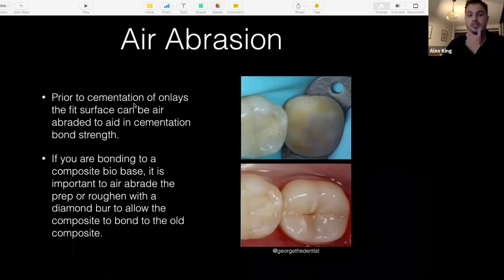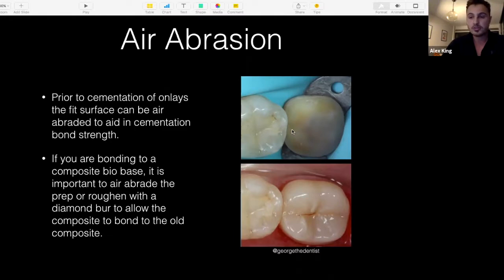Like I said, prior to cementation of onlays, the fit surface can be air abraded. So in this top right picture here, this is a bio base, which I'll go on to talk about in a bit. And this is what we're bonding to. This is the bond layer, a resin coat, and the first layer of composite, dentine replacement.